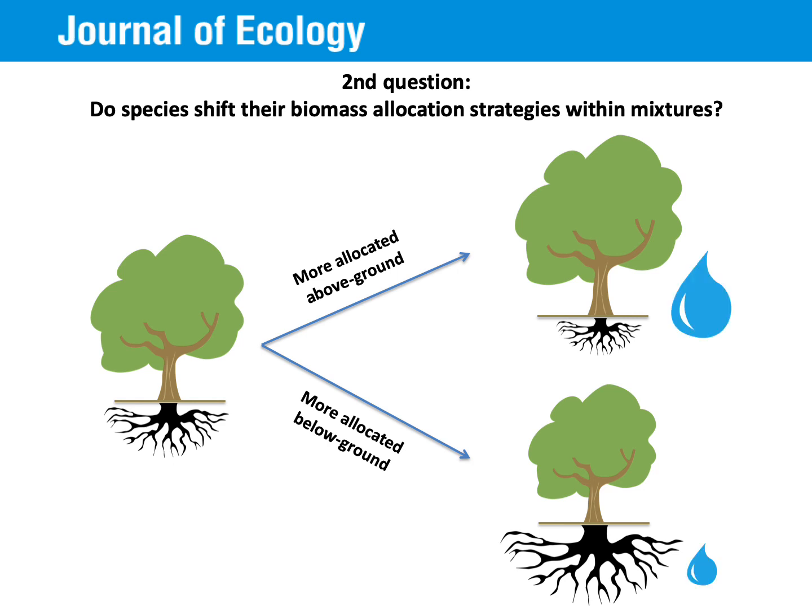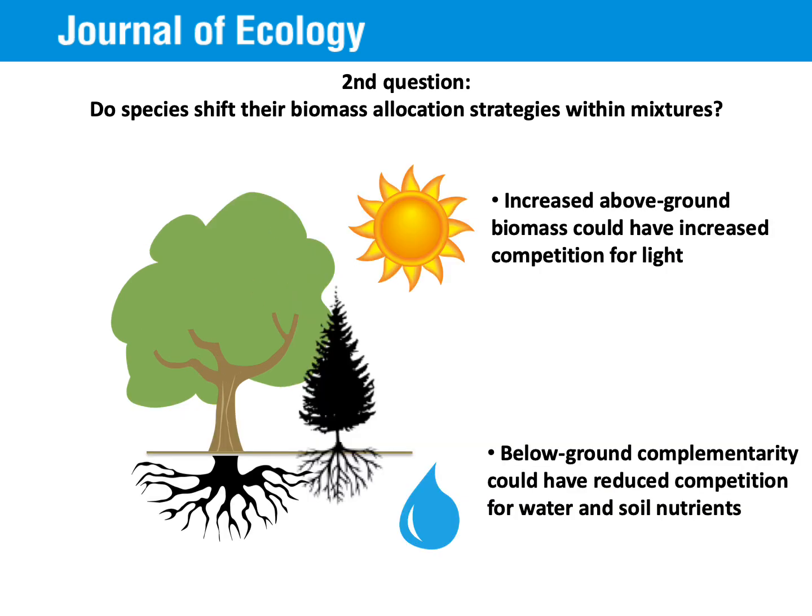For example, more water or soil nutrients will usually mean less allocation to below-ground biomass. Also, if there is less light, this will usually mean greater allocation to above-ground biomass. Species interaction within our mixtures could have created conditions leading to a shift in biomass allocation strategy.